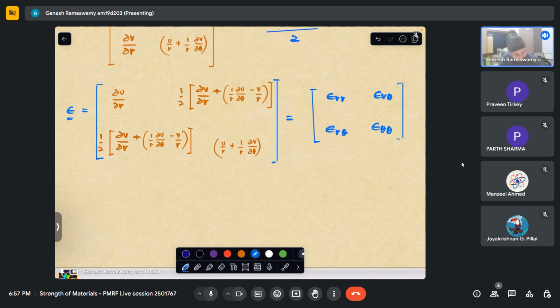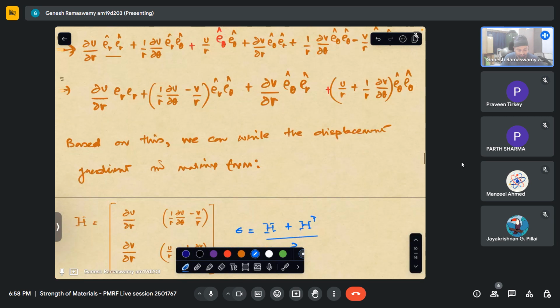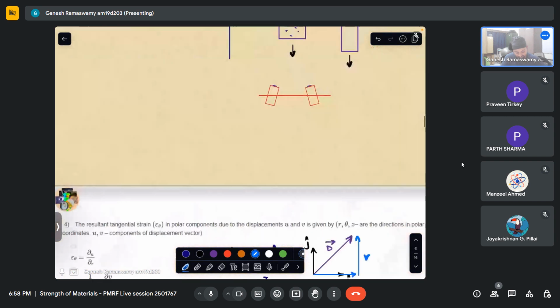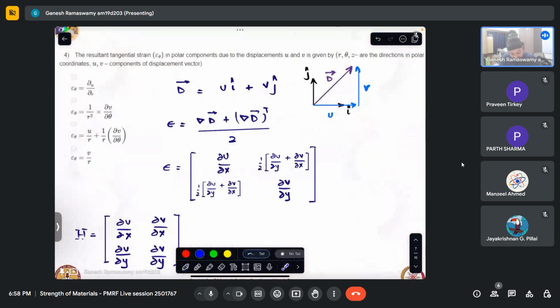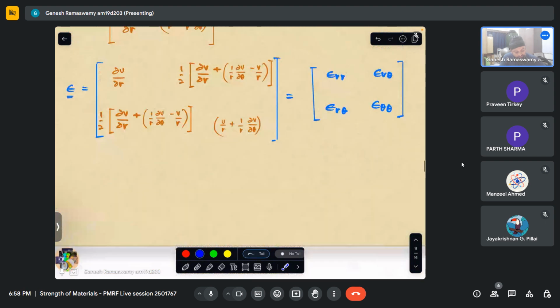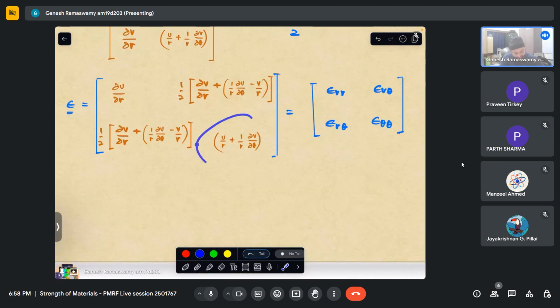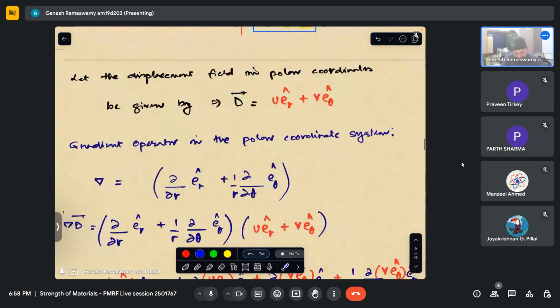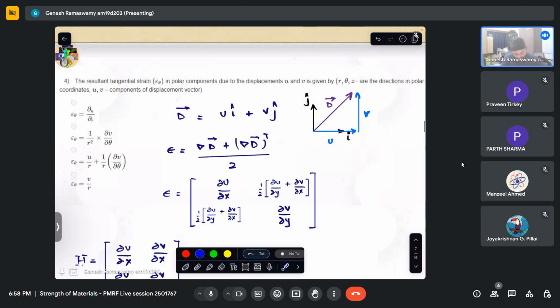So now let us revisit our question, what it asked. It said that they want the resultant tangential strain in the polar coordinate system due to the displacements u and v, which is represented in this. So what we are looking for is this component, which is nothing but u/r plus (1/r) ∂v/∂theta. So let us see which is the option: u/r plus (1/r) ∂v/∂theta. So this is the correct option.